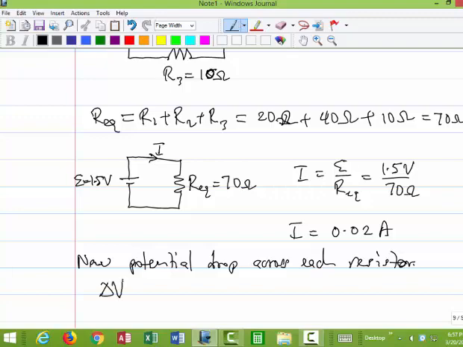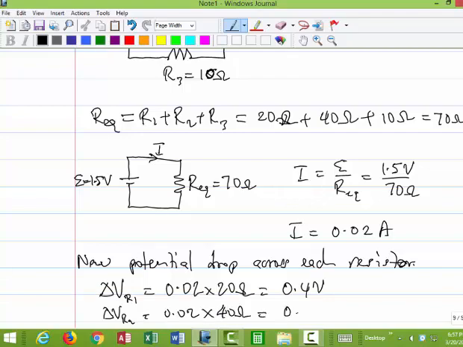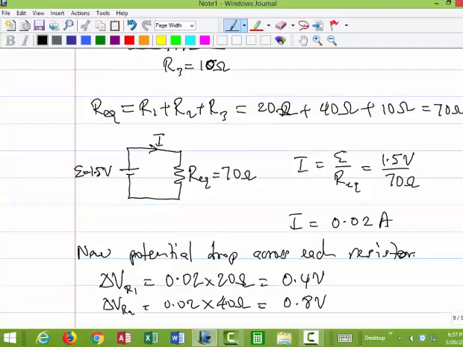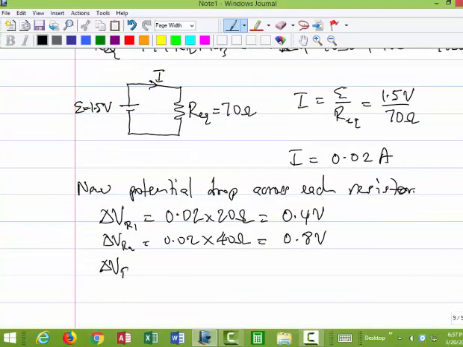Okay, so potential drop across resistor 1 is equal to 0.02 times R1, which is 20 ohms. So this is equal to 0.4. Potential drop across R2 is equal to 0.02, which is a current, multiplied by 40 ohms. So this is 0.8. And the potential drop across R3 is equal to 0.02 times 10 ohms, which is equal to 0.2 volts. Okay.